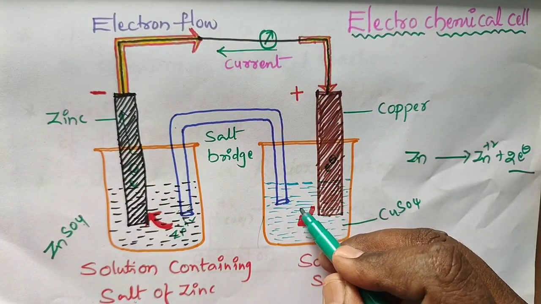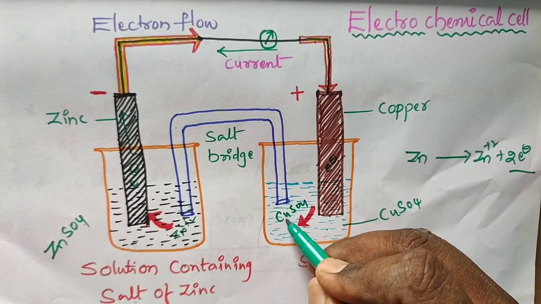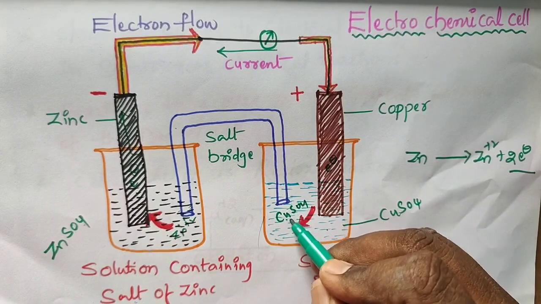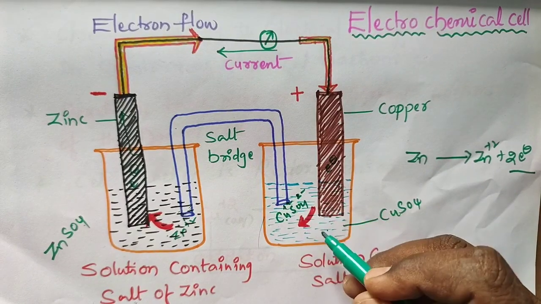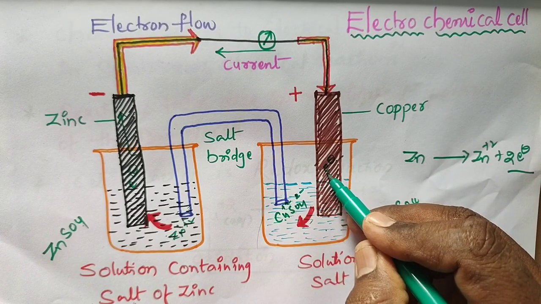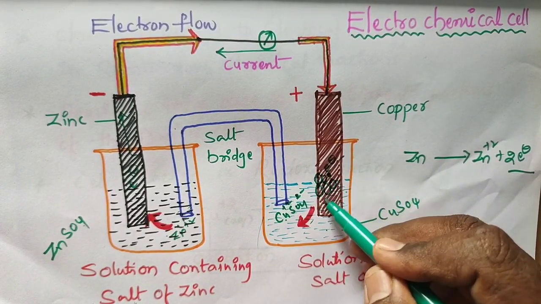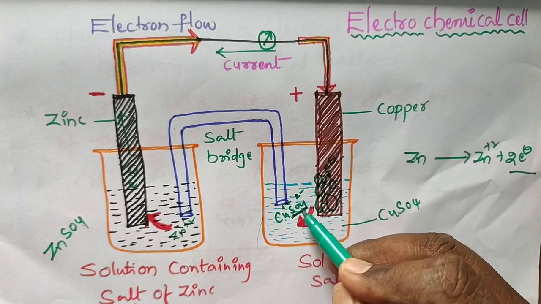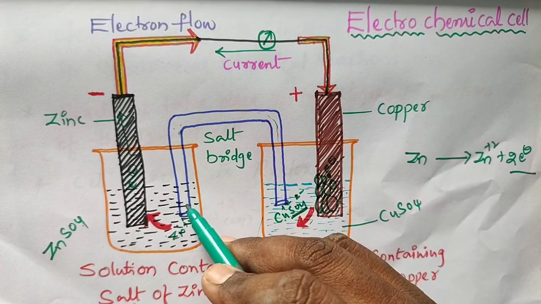In the CuSO4 solution, copper is present as Cu2+, with SO4 2-. Cu2+ ions are going to gain 2 electrons. The copper is going to be deposited on this electrode. And the remaining SO4 2- ions are going to move through the salt bridge.